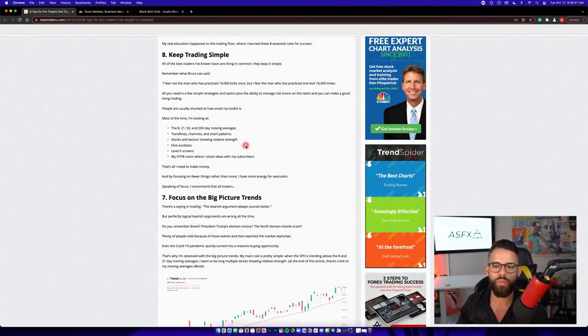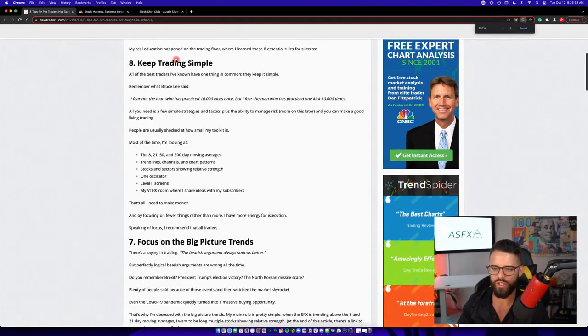So what I want to do now is share with you guys an article from one of my favorite mentors, one of my favorite people, Steve Burns. This article is tips for pro traders that are not taught in school. So the first tip he says is to keep trading simple. Let's zoom in so we can read this.